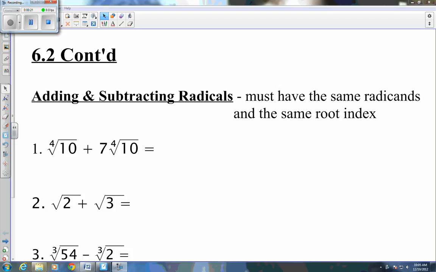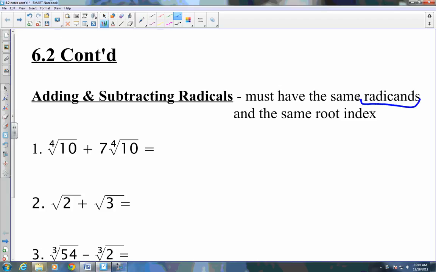In order to add or subtract radicals, you need to have the same radicand. If you remember from our vocabulary earlier, the radicand is whatever is underneath of the radical. You also need to have the same root index. So in this case, that would be the 4. So whatever roots you're taking, those have to be the same.